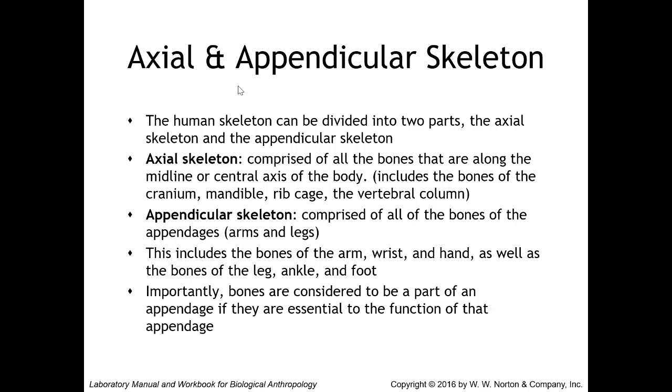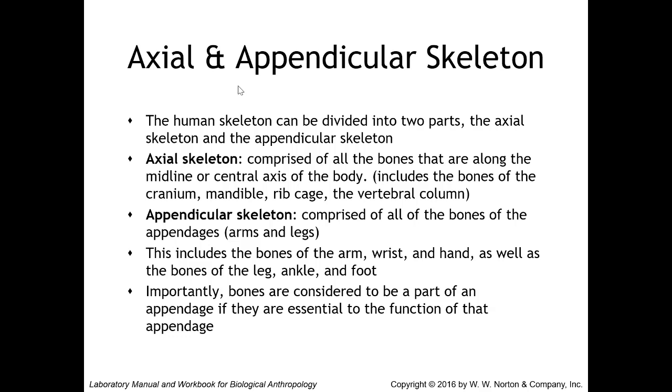Those are considered appendicular because it's essential to that movement of your arm and your shoulder joint, right? So these two bones, your scapula and your hip bones, are primarily involved with muscle attachments for your legs and your arms, right? The stability. So it makes them part of that appendicular skeleton.